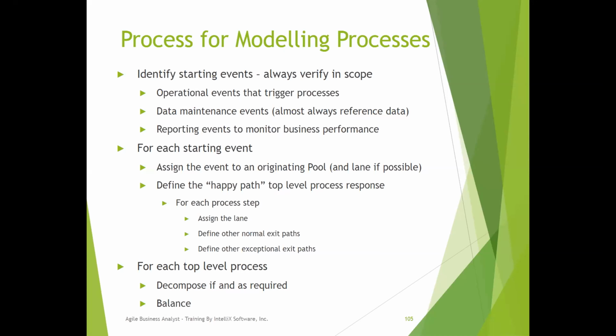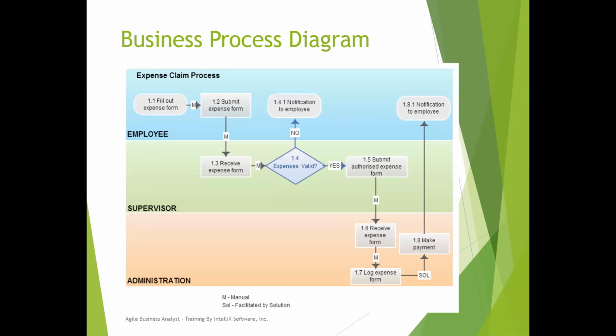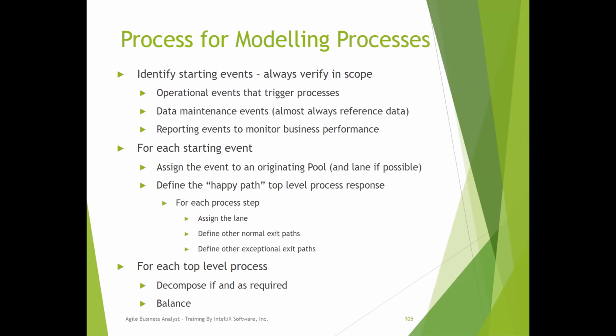Then there is reference data, right? So you may have something within the event that may trigger it, okay? You have to make sure whether it is in the scope of this process or whether they are relevant or not, okay? And then you may have a reporting event that allows you to monitor the business performance. For example, one of the reporting events is logging that expense form, so that now you can track what all expenses have been submitted by a given employee, or how many employees are submitting expenses for this particular type of activity. So it allows you to monitor the business performance.